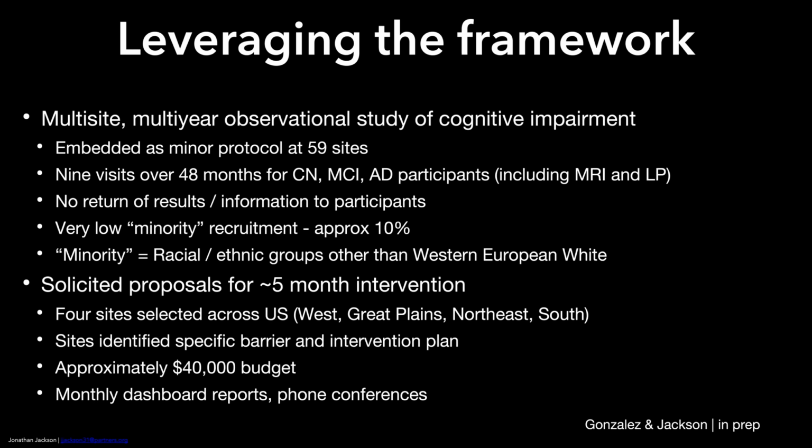But I was able to leverage this framework through a couple of studies. One study was just a quick pilot study where there is a longitudinal study of cognitive impairment that's embedded as a minor protocol at 59 study sites around the United States. The study itself is pretty intensive. 9 visits over 4 years for individuals who are cognitively normal, who have some sort of mild cognitive impairment or frank Alzheimer's disease. The study visits include MRI, they include a lumbar puncture. There's no return of results or information to participants.